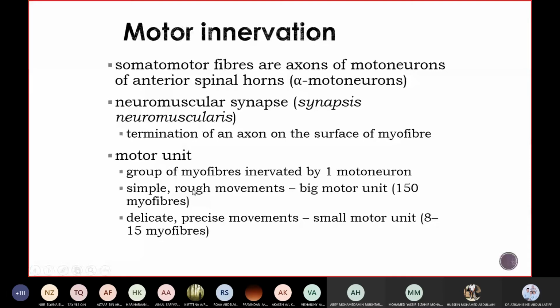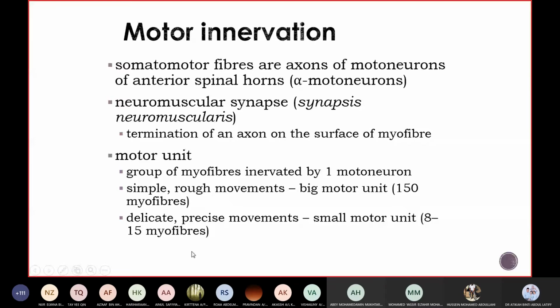So what is a motor unit? A motor unit is a group of myofibers innervated by the same motor neuron. A big motor unit creates simple and rough movements, but small, precise motor units create more delicate movement. I'll explain more about the motor unit in a bit.